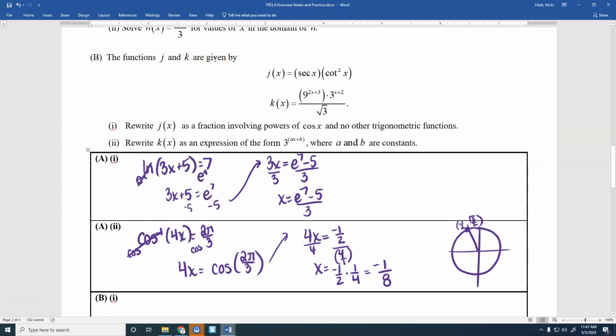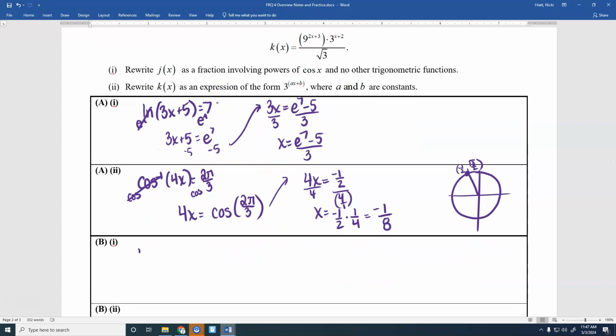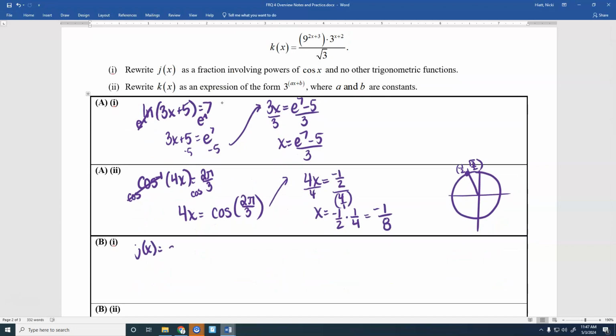B is going to be your rewriting section. So this is a trig rewriting. This we have just done, right? It should be relatively fresh in our mind. So j of x equals secant x cotangent squared x. All right, what would you guys try first?